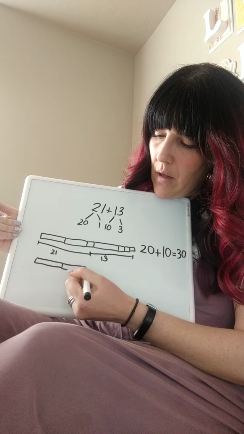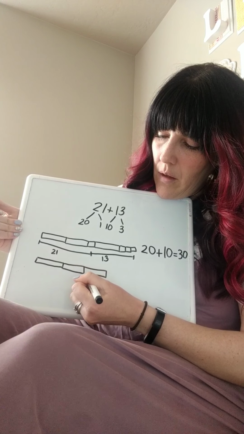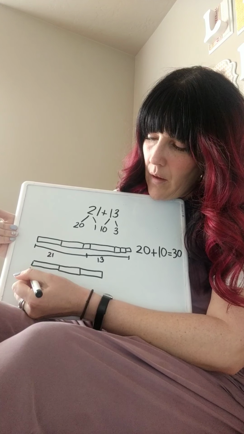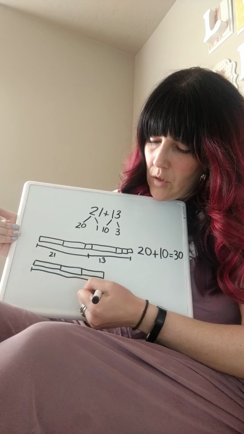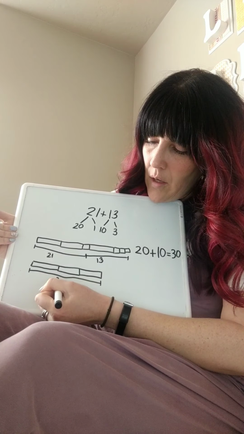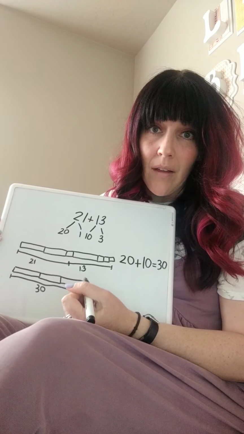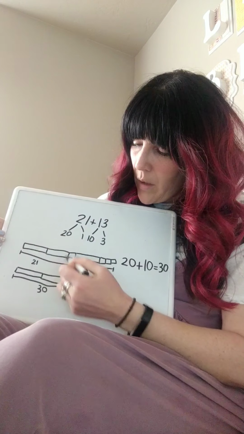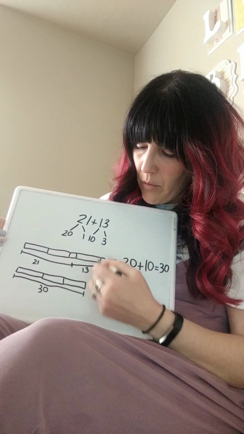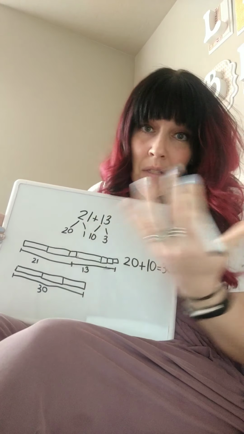20, 30. There's my 30. But I'm not finished yet, because once you've combined your tens, you have to now go back and combine your ones. There's still 1 one here in 21, and there's still 3 ones here. So I guess I'm just going to have to add them together.